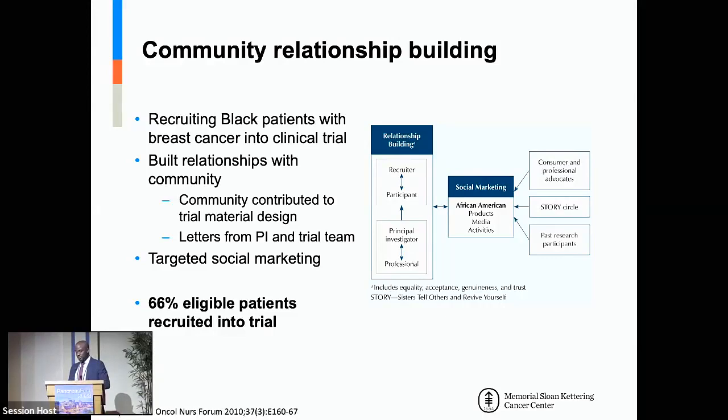So obviously they involved the community in the trial material design, but also outside of the trial, when certain events happened, the PI was reaching out to the community via letters. And this wasn't just about, I want you on my trial, but I really do care about the community. They also used targeted social marketing. They combined all this and did see that 66% of the eligible patients were recruited into the trial.